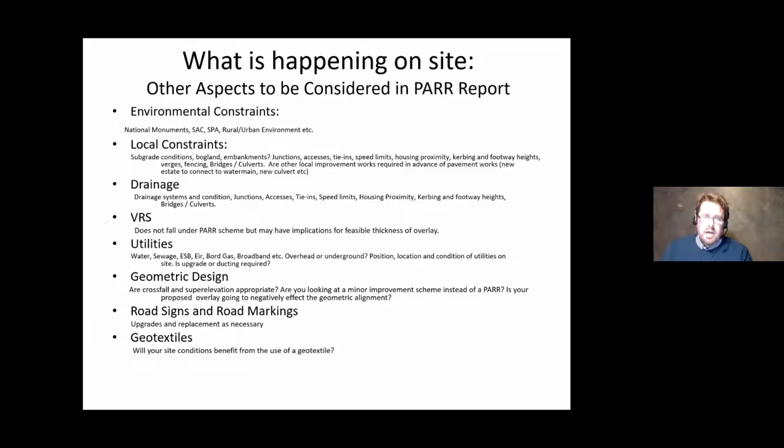So be conscious of it, get at it early and figure out, are you looking at a PARR scheme, or are you really looking at a minor improvement, and negotiate that with the TII. You could have an opportunity to make slight corrections with a PARR, but if your geometric design is substantially out, you're really looking at a minor improvement. And likewise, road signs and road markings, you can upgrade and replace those as necessary. And geotextiles. Will your site conditions benefit from the use of a geotextile? Are you allowed to use a geotextile on this site?